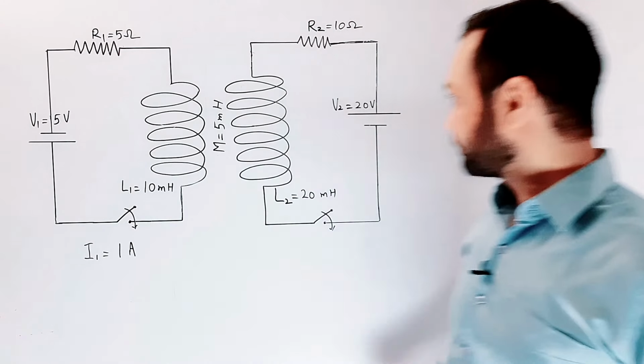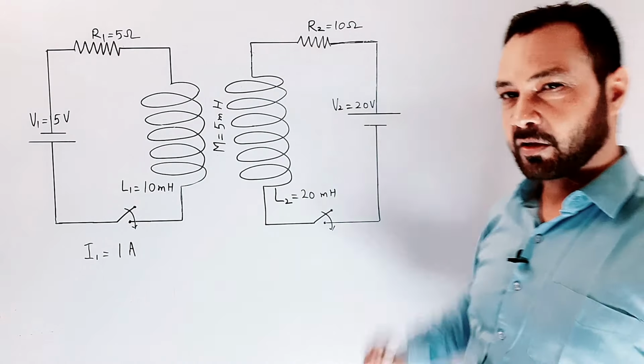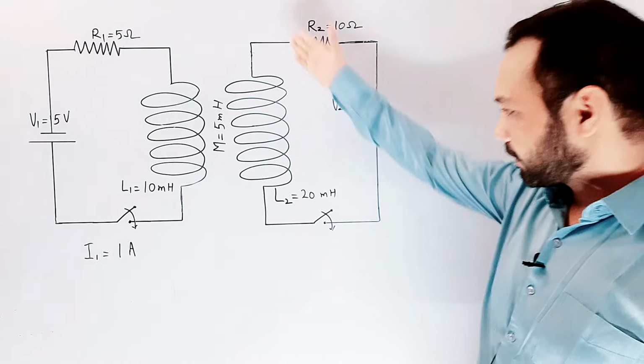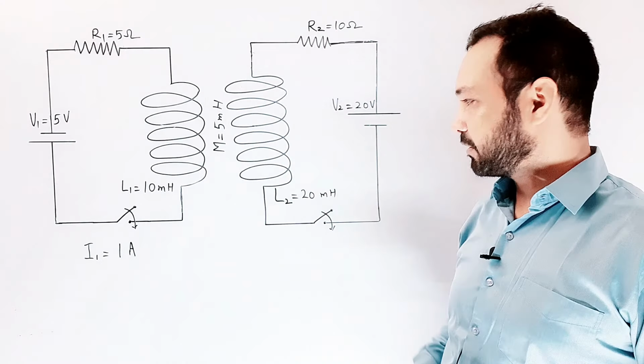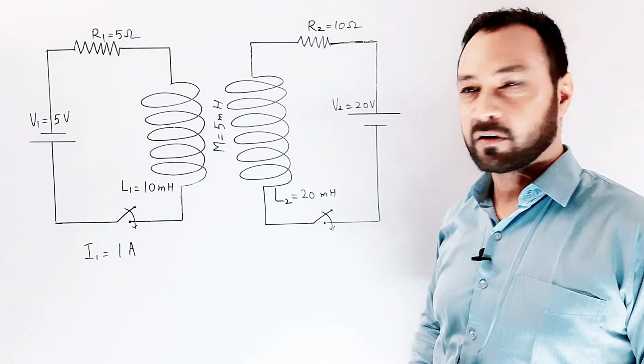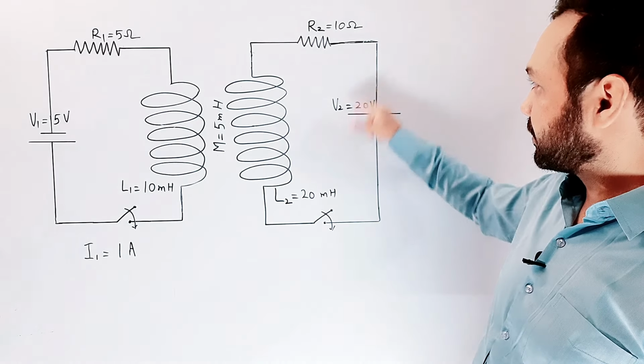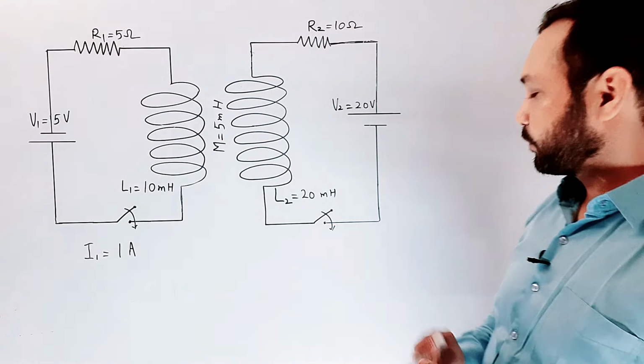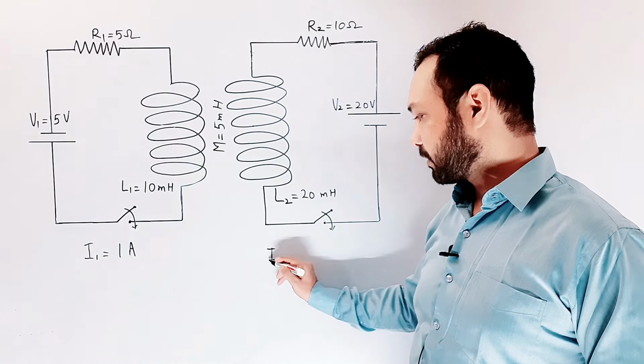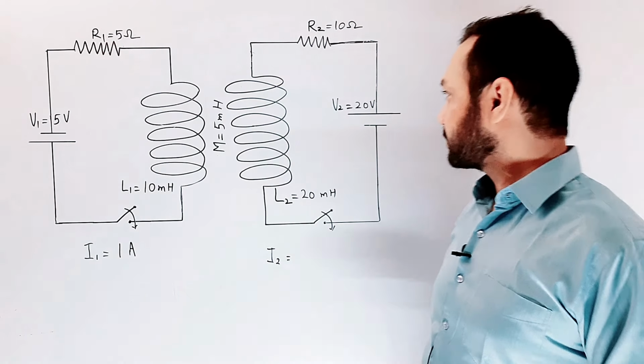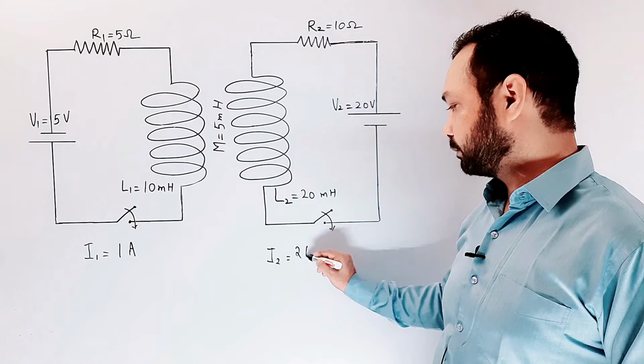And the same way here, when the steady state arrives theoretically at infinite time, again this inductor will behave as a conducting wire because no more change in current is taking place. So steady state current here will be V2 by R2. So steady state current here is I2, and that is V2 by R2, which is 2 ampere.